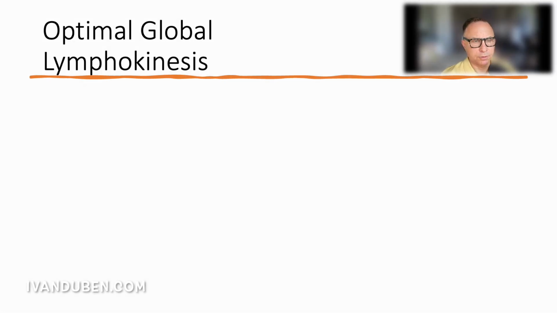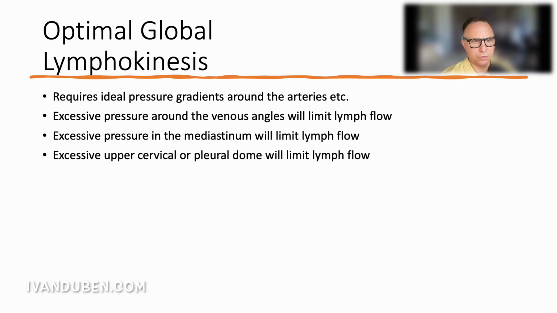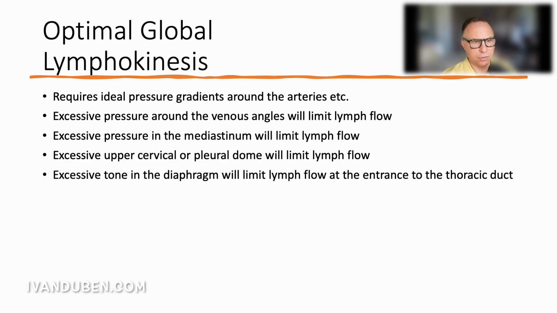In order to attain optimal global lymphokinesis, the body requires certain parameters. We require ideal pressure gradients around the arteries in general. Excessive pressure around the venous angles will limit lymph flow. Excessive pressure in the mediastinum will limit lymph flow. Excessive upper cervical or pleural dome tension will limit lymph flow. Excessive tone in the diaphragm will limit lymph flow, especially at the entrance to the thoracic duct near the cisterna chyli. Also, suboptimal liver function will limit lymph flow because it acts as a hub.